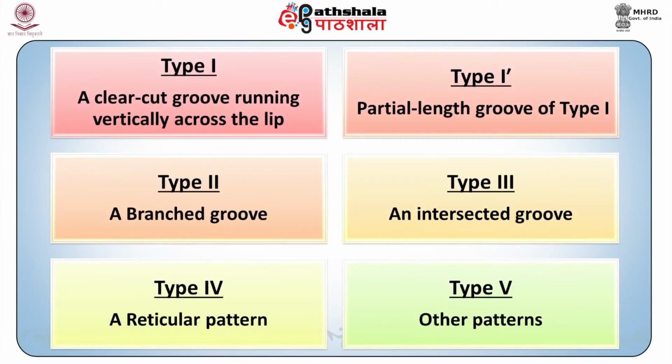Type first, a clear-cut groove running vertically across the lip. Type first dash, a partial length groove of type first. Next is type second, a branch groove. Then type third, an intersected groove. Type fourth, a reticular pattern. And type fifth, other patterns. This organization is very generally used for recording the prints on the lips.